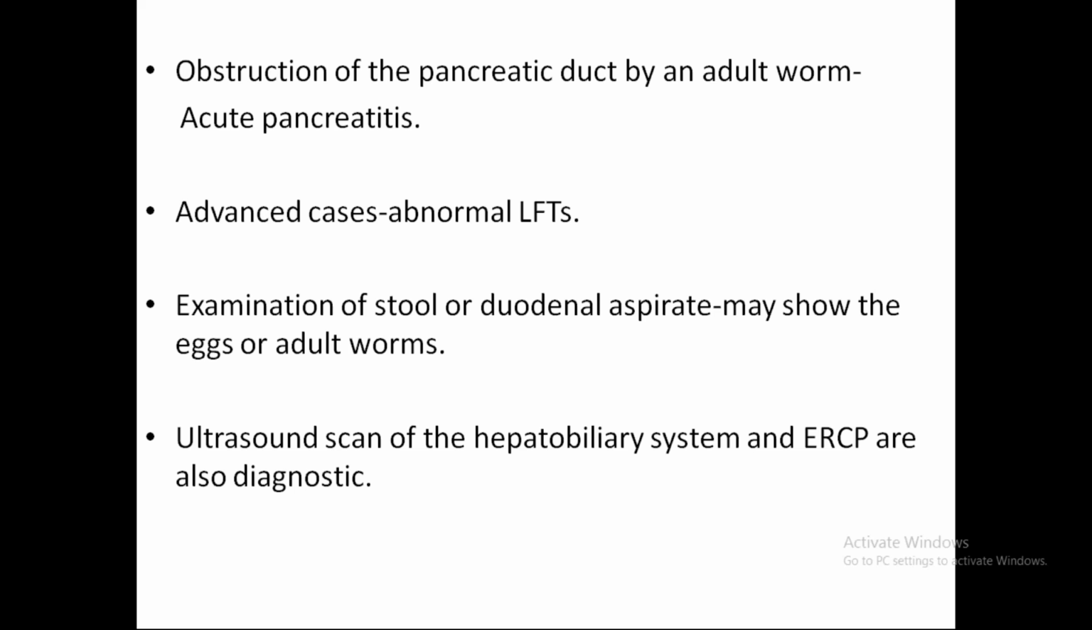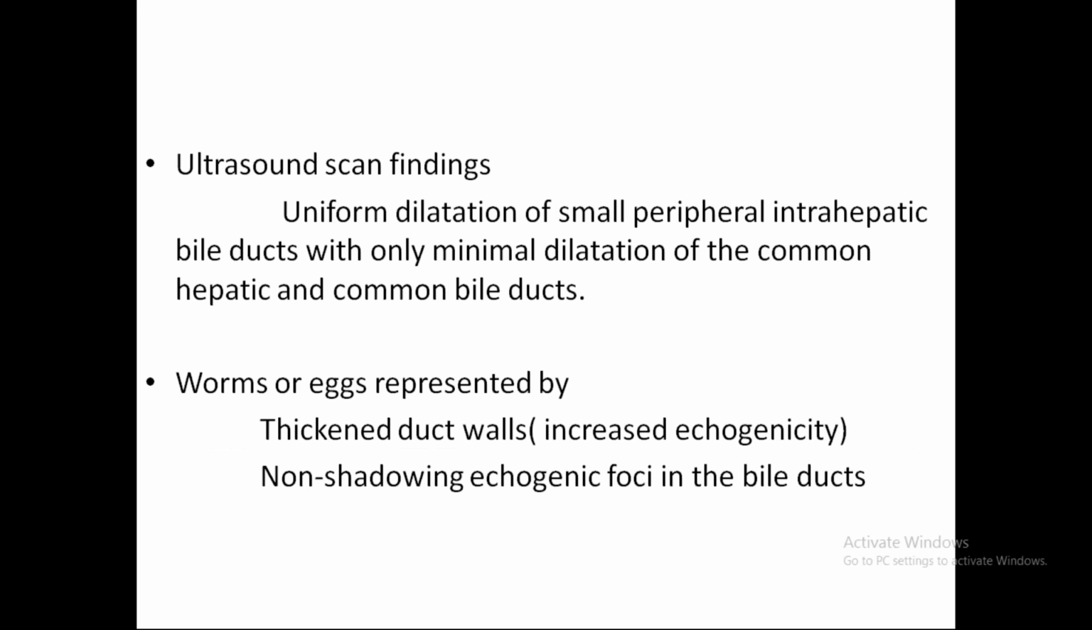Examination of stool or duodenal aspirate may show the eggs or adult worms. Ultrasound scan of the hepatobiliary system and ERCP are also diagnostic. So coming to the USG findings: uniform dilatation of small peripheral intrahepatic bile ducts with only minimal dilation of the common hepatic and common bile ducts. Worms or eggs are represented by thickened duct walls with increased echogenicity and non-shadowing echogenic foci in the bile ducts.